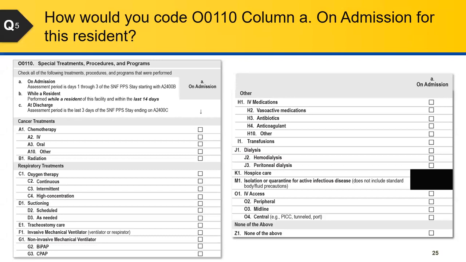So based on this scenario, how would you code column A on admission for this resident? You can see a lot of answers going into the chat. Thank you.